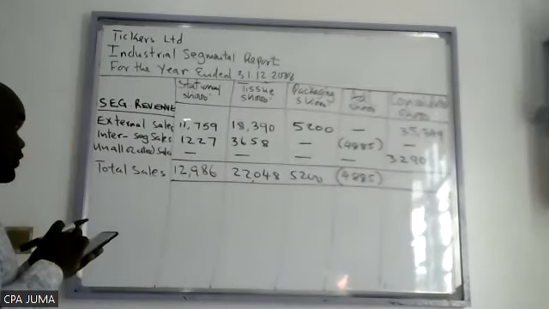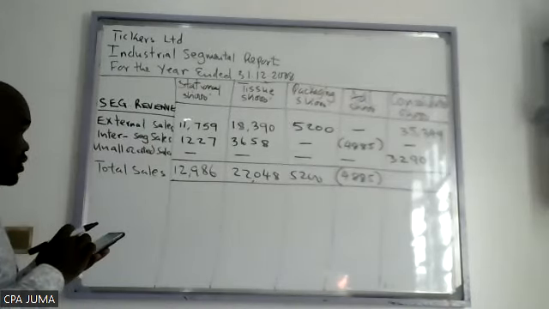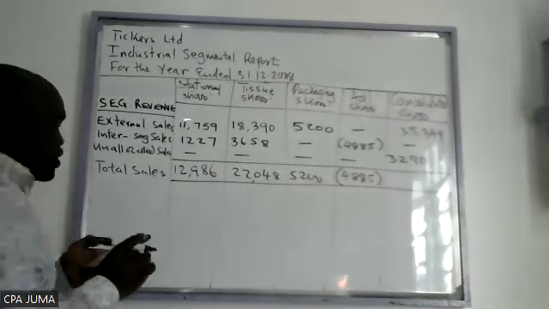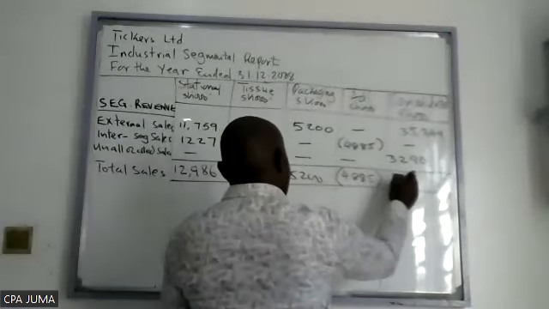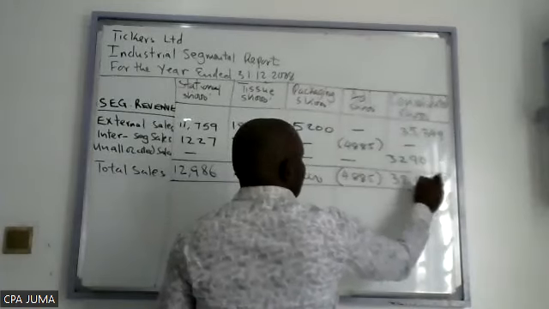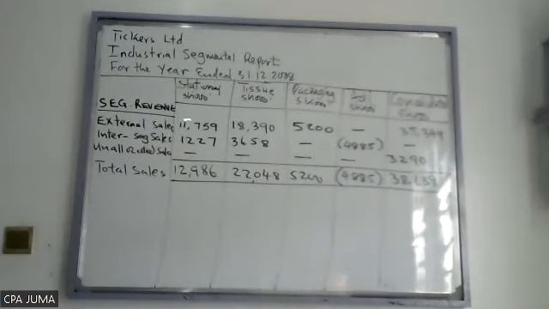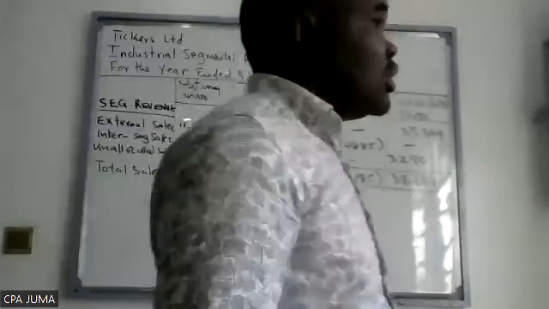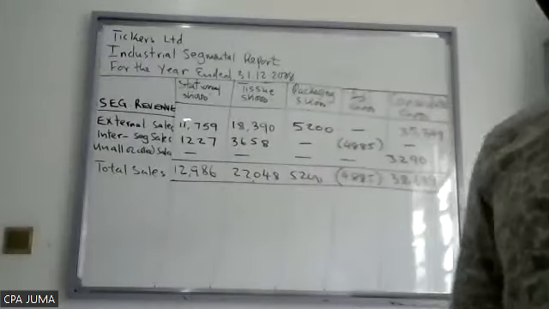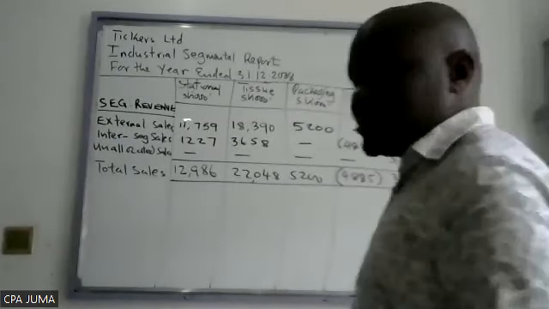Then 35,349, 3290, 38,639. I will only want one person to confirm if my figures are okay. Confirm. Nancy has confirmed. So, can you finish? Then we go to the segment profits.